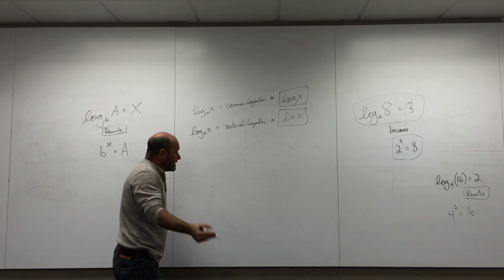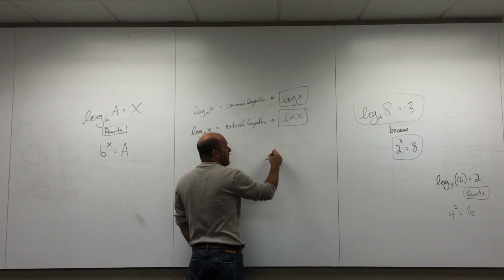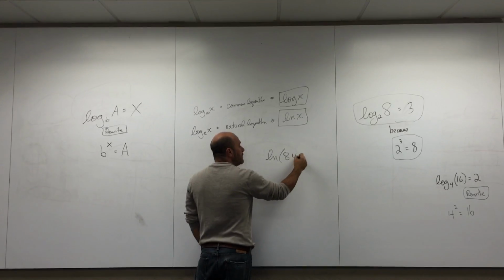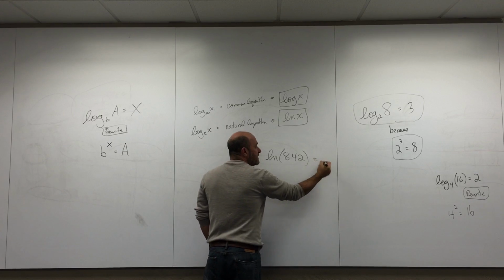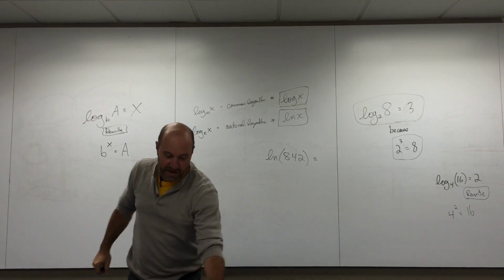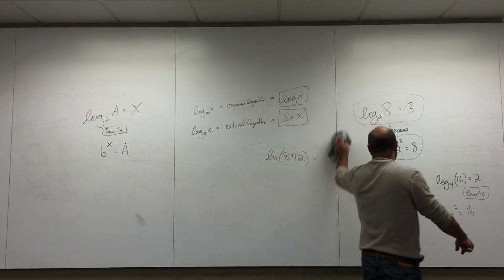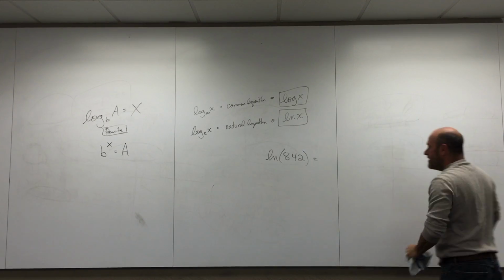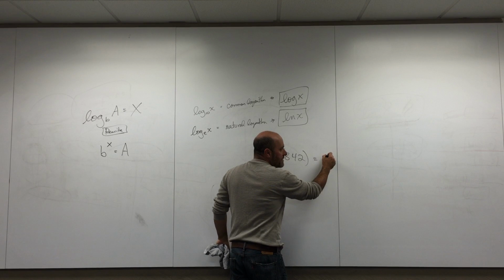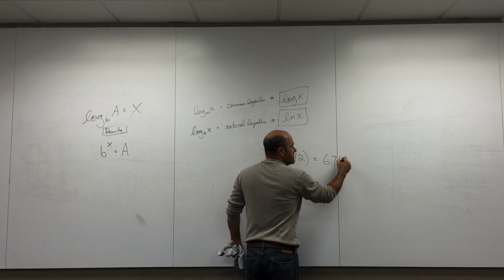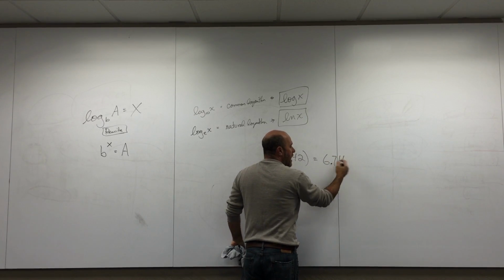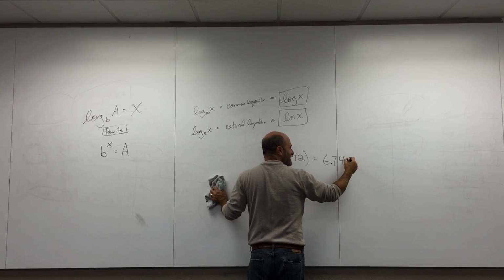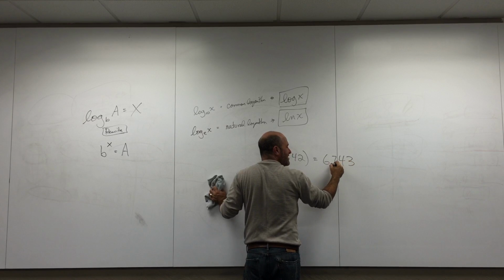Can you find those buttons and use them? Can you do the ln of 842? Can somebody just tell me the ln of 842? Just checking, to see if you can use your buttons. 6.74. Say it one more time. 6.74. Good, okay. One more decimal, please. 6.735. Okay. Thank you.